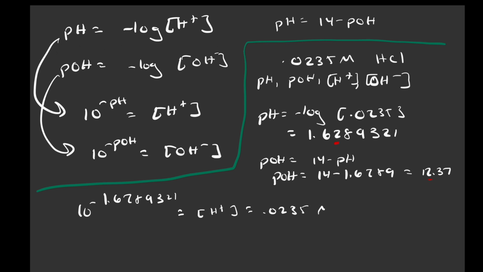Okay, let's do the same thing for pOH. 10 to the negative 12.37, and remember, try to include as many decimal places as you can, is equal to the concentration of OH minus. That's equal to 4.2553 times 10 to the negative 13. Forget the units. That's pretty much all the math here that we should know.